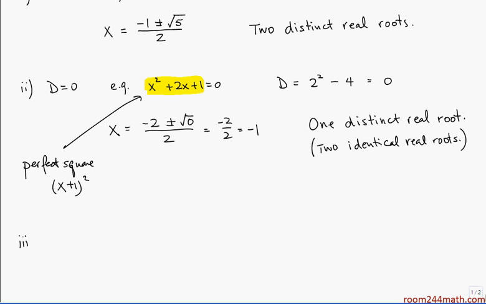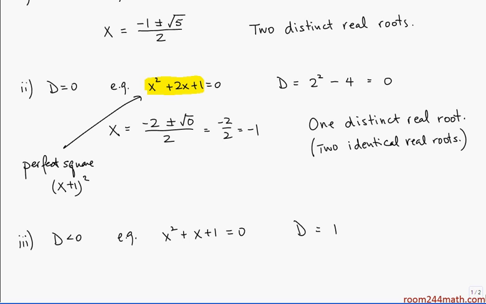All right, let's take a look at the third case. The third case is when the discriminant is less than 0. So let's again have an example. In this case, x squared plus x plus 1 equal to 0.